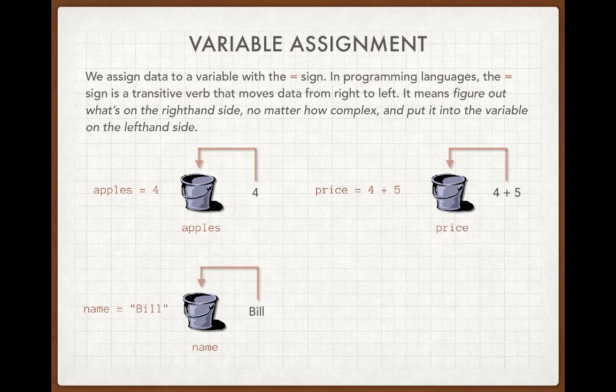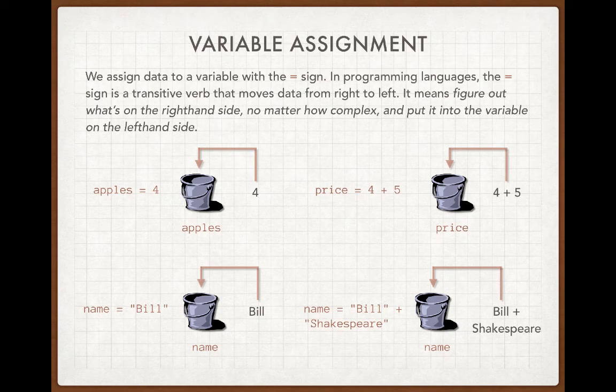Here, I'm doing a little bit of math. Remember, figure out what's on the right-hand side. Doesn't matter how complicated that is. Once you figure it out, put it into the bucket on the left-hand side. So here, obviously 4 plus 5 is 9. So it's going to put the number 9 into a bucket called price. Here's another clever one. This one says, take the alphanumeric sequence Bill and glue onto the end of it the alphanumeric sequence Shakespeare, and take that result and put it into the bucket called name. And you'll notice that addition works both for numbers and for alphanumeric data. This is a really smart thing. Python knows the difference. It's called overloading, but you don't really have to know that. But we'll see this again in just a second.